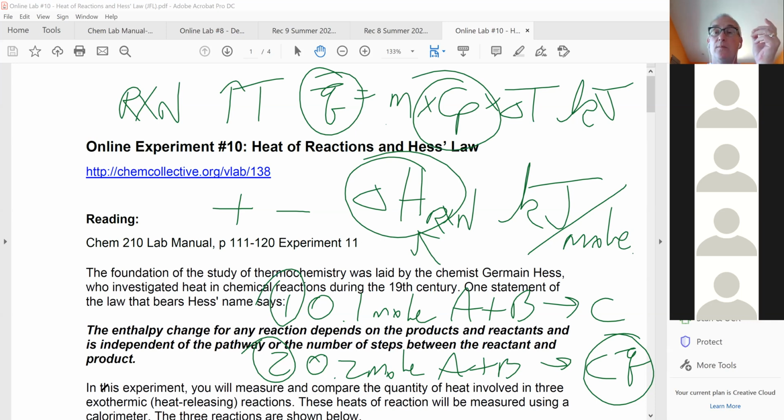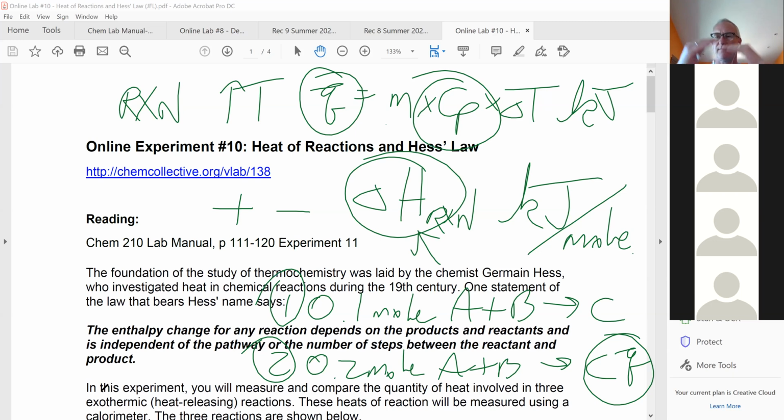But anytime we talk about reactions, we're talking about moles, because remember, moles react, grams don't. Moles balance, grams don't balance. So we're going to be calculating Q for the heat and delta H for the reaction.